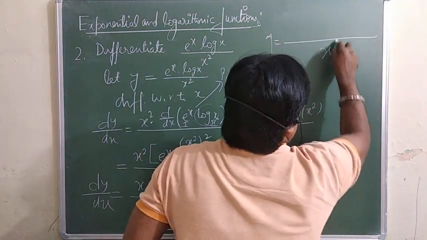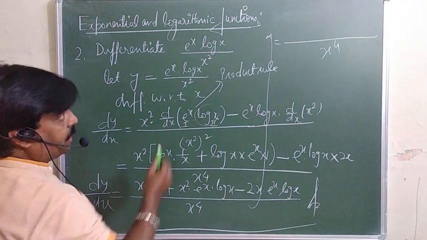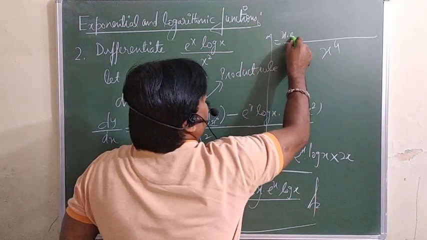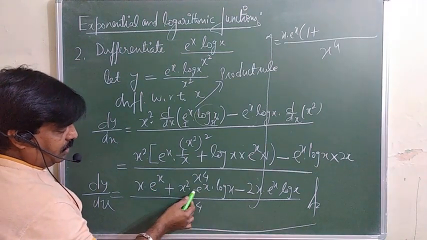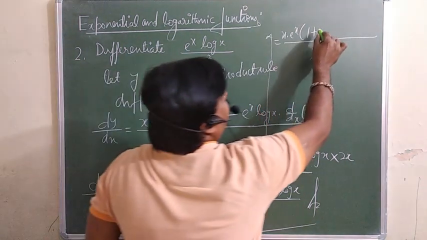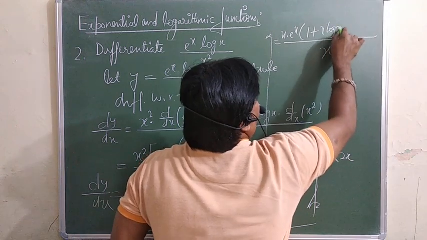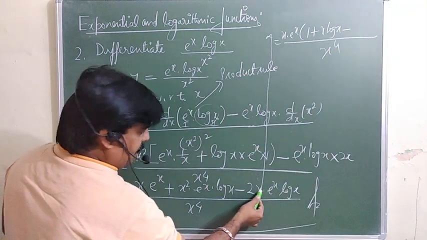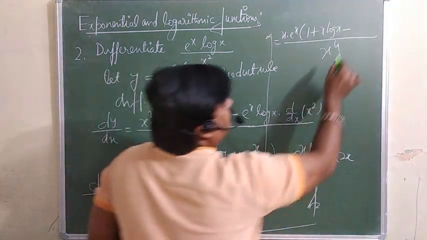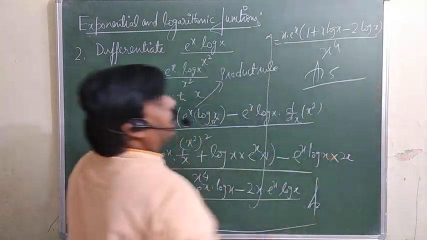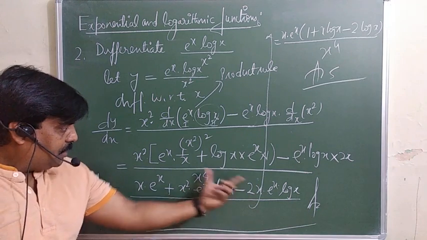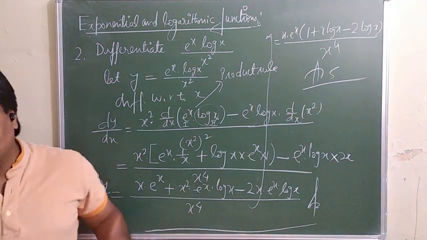This is your x raised to power 4. From here you can take out x into e raised to power x is common. So 1 here will be the 1 plus x log x minus x into e raised to power x we are taking. So 2 minus 2 log x. So you can say this is up to here. You can do that only. Otherwise, you can leave up to here only. Have a look.